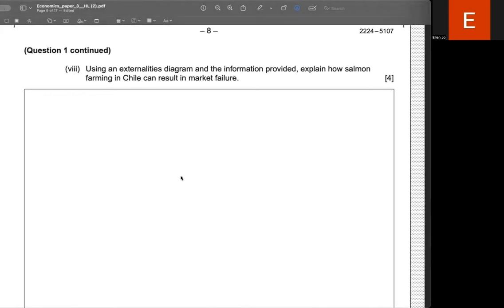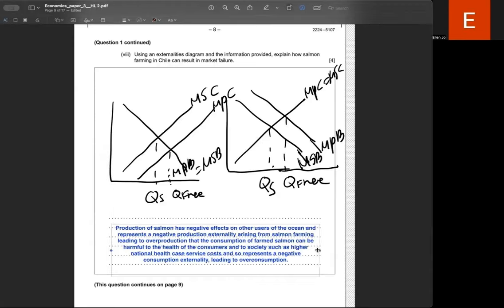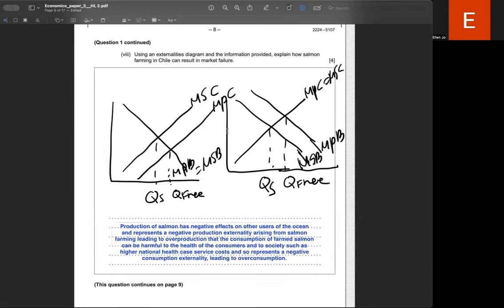8. Using an externalities diagram and the information provided, explain how salmon farming in Chile can result in market failure. You can use either of these two. Since the production of salmon has negative effect on other users of the ocean, it can represent a negative production externality. But at the same time, it can be the consumption side as well, since it can be harmful to the health of the consumers, and therefore the society has to bear higher social costs such as health costs, etc. Therefore, ultimately, it can be the consumption side of the externalities as well.